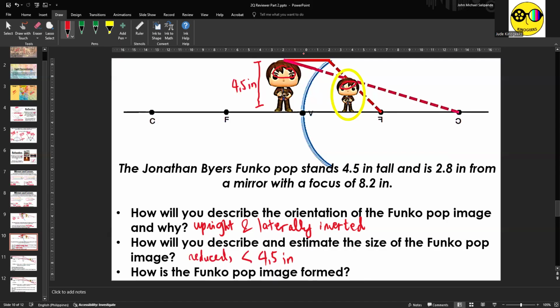Last question for this slide. How is the Funko Pop image formed? The Funko Pop image was formed by the intersection of broken lines, which represent imaginary light rays. So therefore, we classify the Funko Pop image as virtual.